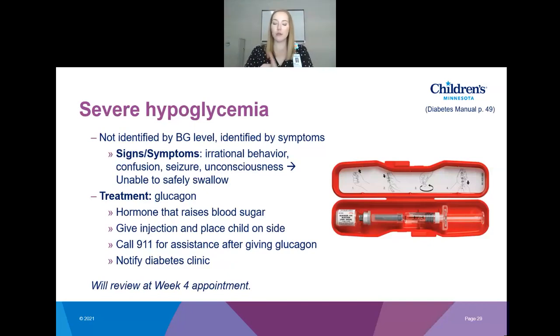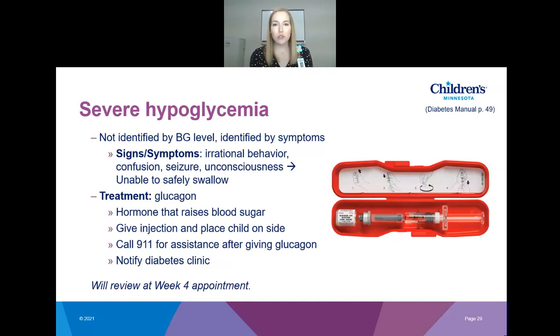Now, something to be aware of with glucagon, it does take about 10 to 15 minutes to really start working. And in these emergent situations, that feels like 8 million light years. So just be patient, know it'll work. We just have to wait it out, unfortunately.